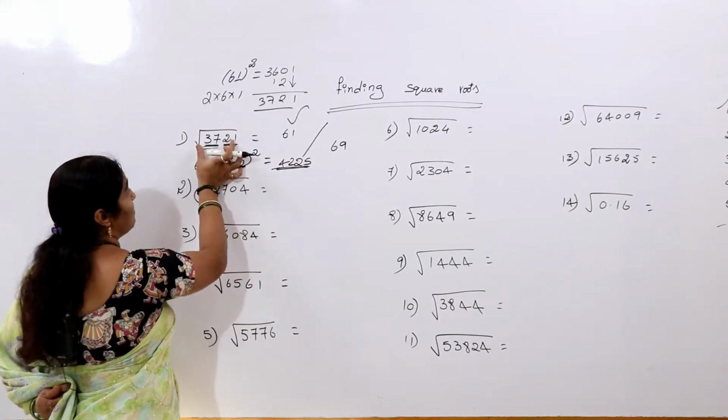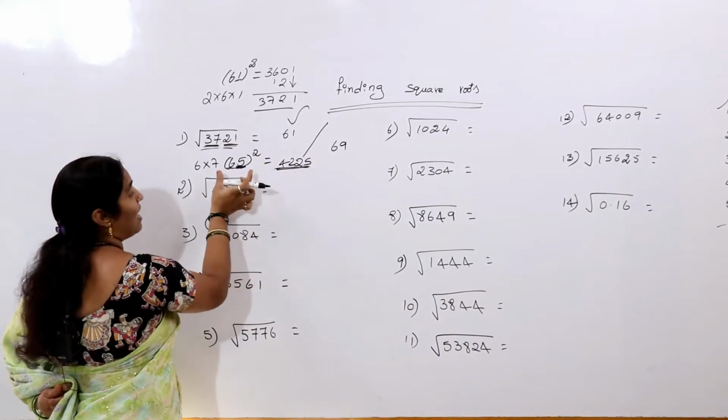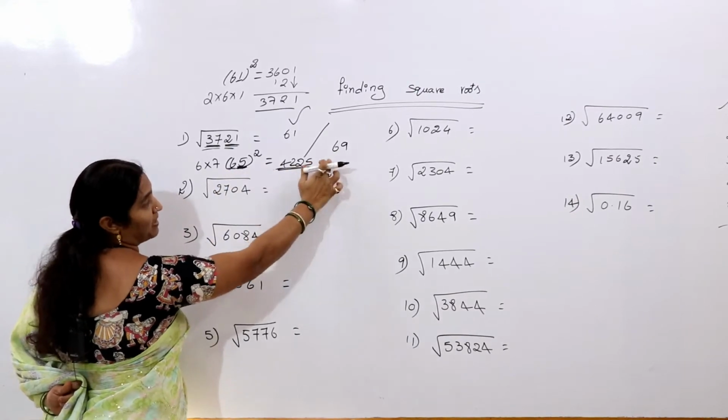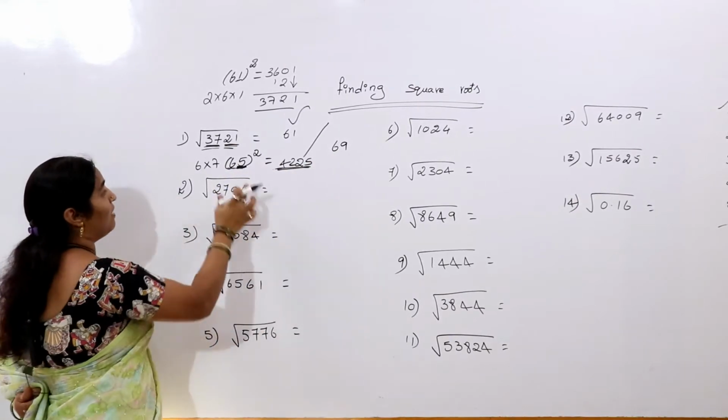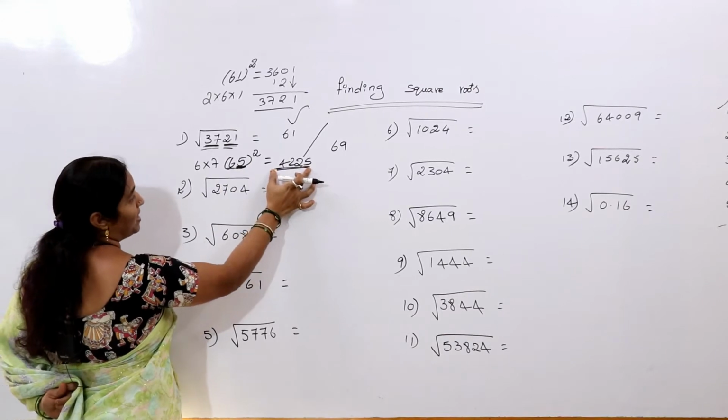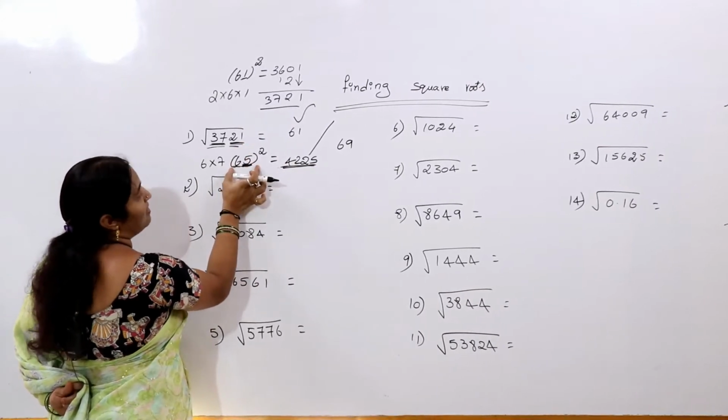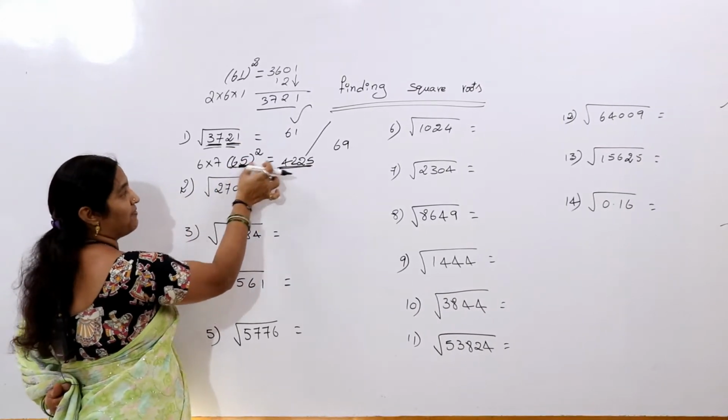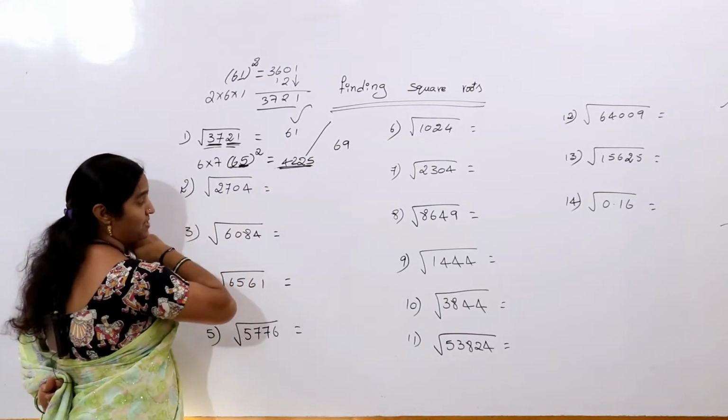If this number is more than this, we have to take a number more than 65. Here we have a smaller number. When compared to this number, this is less. So we have to take less than 65. Less than 65 is 61.